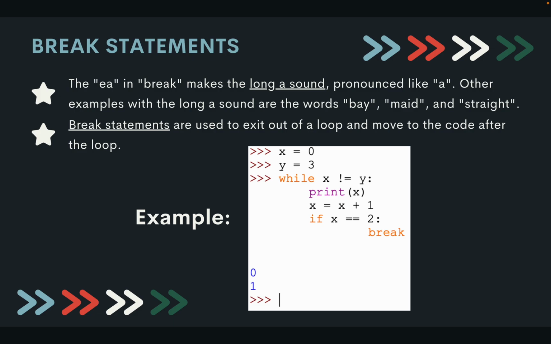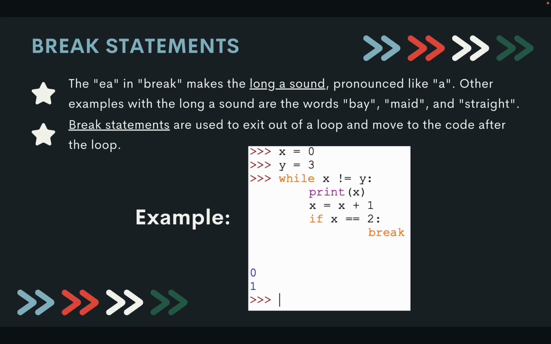And break statements. The EA in break makes the long A sound, pronounced A. Other examples with the long A sound are the words bay, made, and straight. Break statements are used to exit out of a loop and move to the code after the loop.